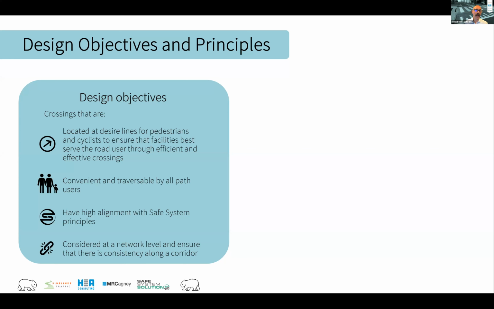We want them to be able to be used by all road users. Bridget passionately put that forward. We want to have high alignment with safe system principles. And I think that's been nicely covered.